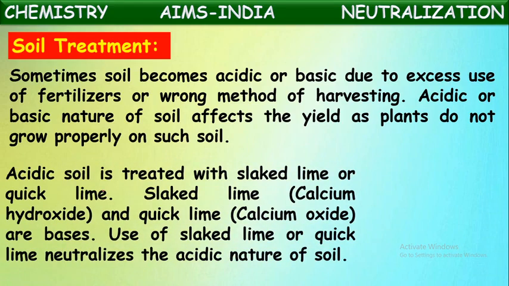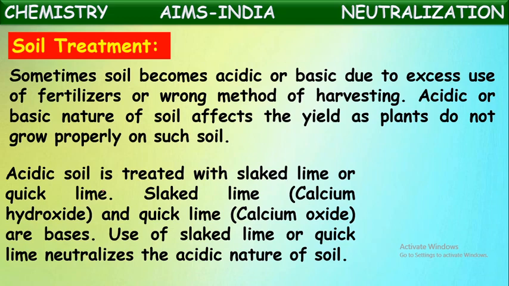One of them is that acidic soil is treated with slaked lime or quicklime. Slaked lime is calcium hydroxide and quicklime is calcium oxide, which are both bases. Use of slaked lime or quicklime neutralizes the acidic nature of soil. Yes, if a soil becomes acidic, then to neutralize the excess acidic nature of the soil, we use bases like calcium hydroxide, which we commonly call slaked lime, or calcium oxide, which we commonly call quicklime.